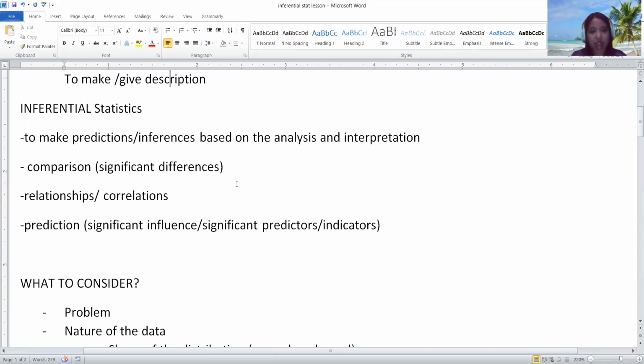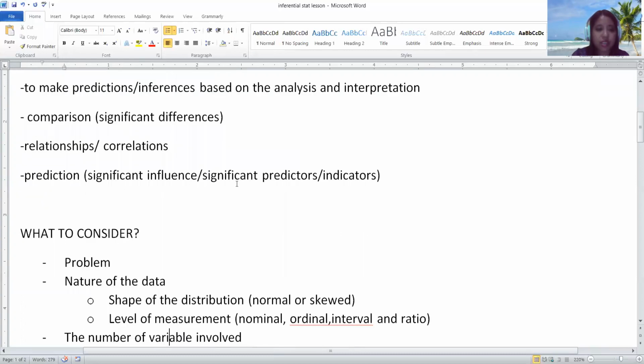So that's the question that asks for significant difference. While if we also want to know if variable A is correlated with variable B, that is a test for correlations or relationships. Or if we want to know if a variable significantly influences another variable, or if some of these variables are significant predictors or indicators, this can also be solved using inferential statistics.